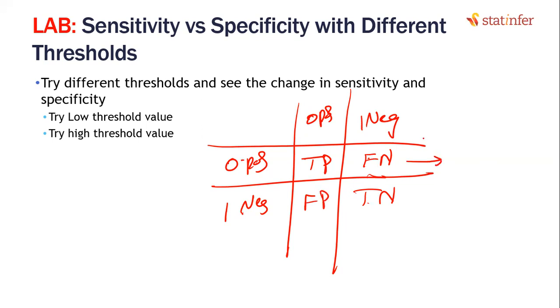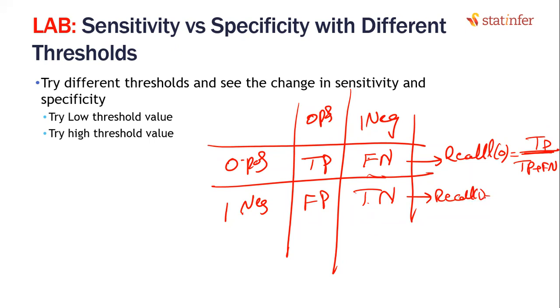Tell me recall of class 0. What is the denominator first? TP plus FN is the denominator, and the numerator would be TP. Recall of class 1: first tell me the denominator. TN plus FP, or FP plus TN. And what is the numerator? TN. Perfect.